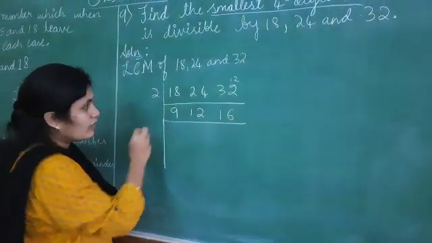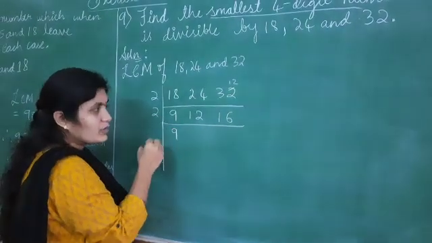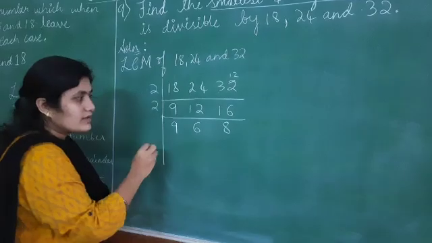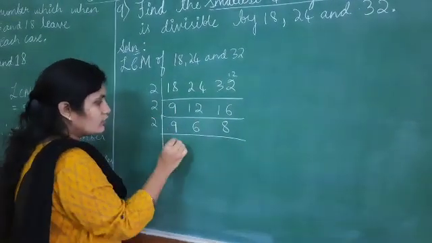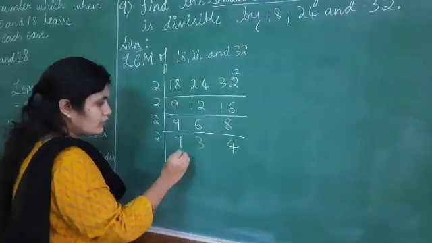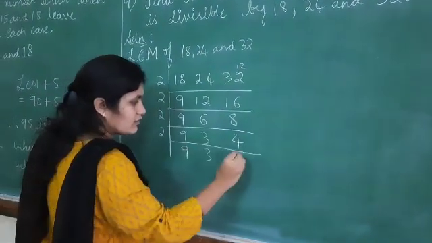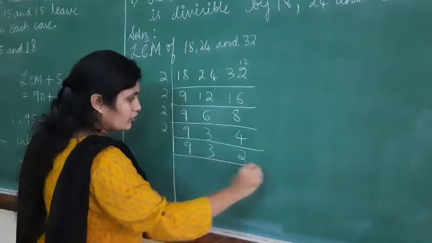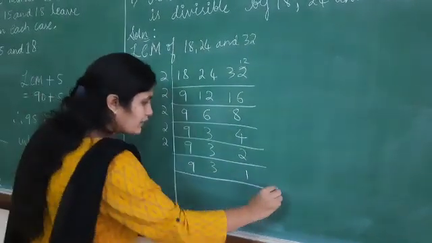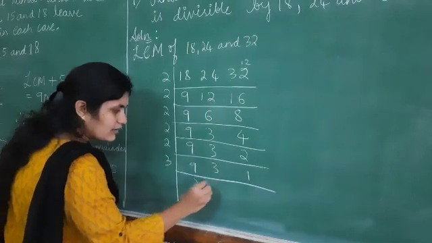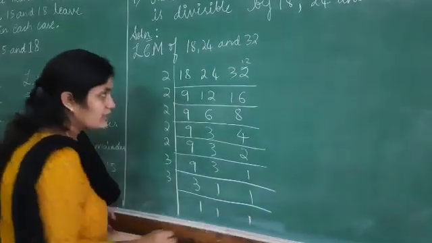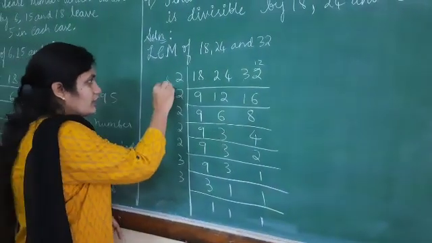Now you can go for 2 again, 9 as it is because you cannot divide, 2 6s are 12, 2 8s are 16. Again 2, 9 as it is, 2 3s are 6, 2 4s are 8. Again 2, 9 as it is, 3 as it is, 2 2s are 4. Now go for 2 again, 9 as it is, 3 as it is, 1s are 2. Now go for 3, 3 3s are 9, 1s are 1. Now again 3, 1s are 1. Now multiply these factors.